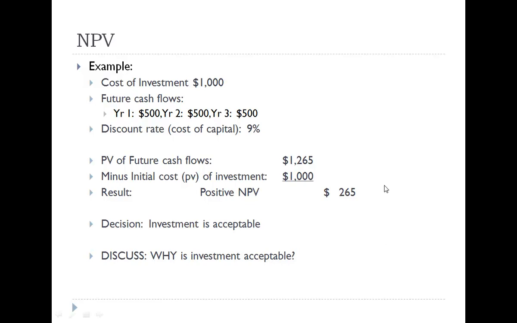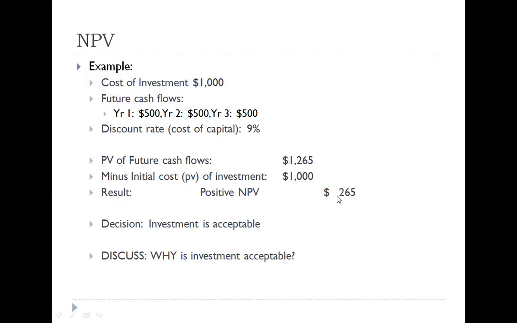So you'll see here that what we did was we discounted each of these cash flows at 9% back to the present, and we added them all up. And they total $1,265 for all 3 of those cash flows. We compare that to the initial investment, which was $1,000. And it turns out that these present values were higher by a total of $265. We did that by subtracting the initial investment from the present values.